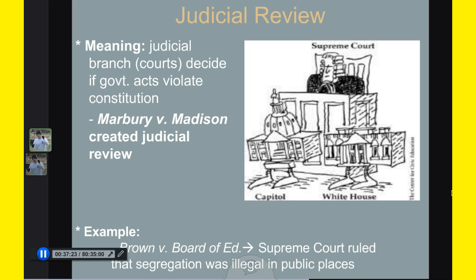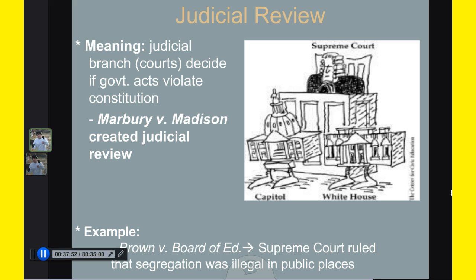One of the most famous examples of judicial review is another important court case called Brown versus Board of Education. And what happened here was that the Supreme Court looked at all of these segregation laws that happened, not just in the South, but also in the North. And the Supreme Court said, look, all of these laws that separate people by race, especially in schools, violate the 14th Amendment.